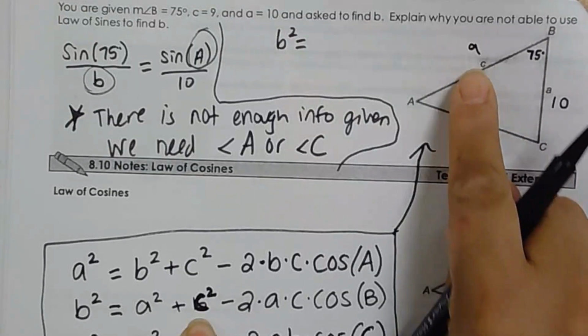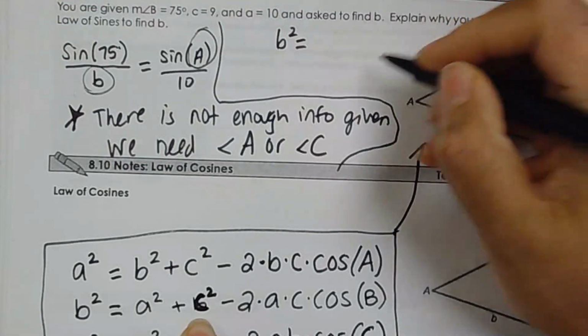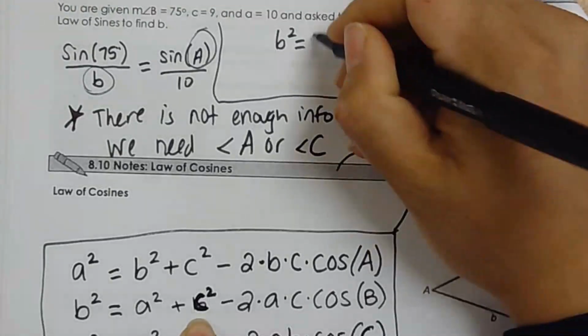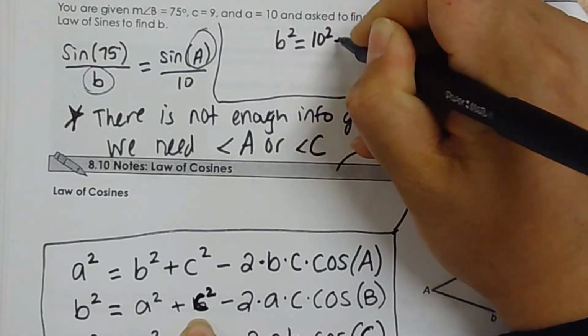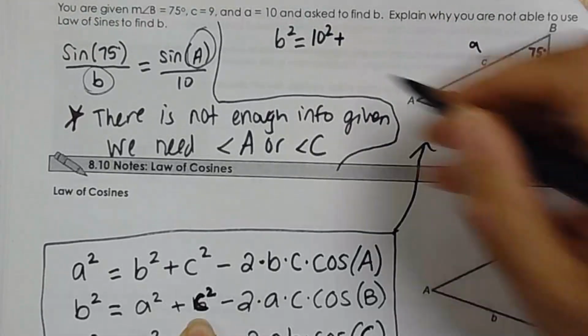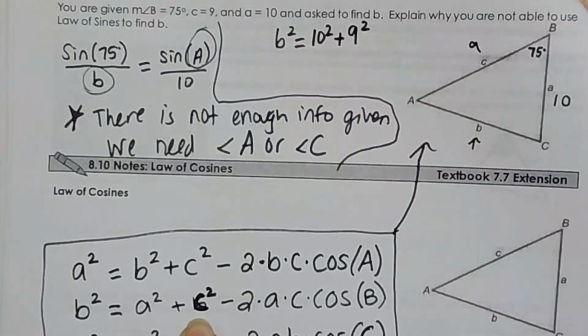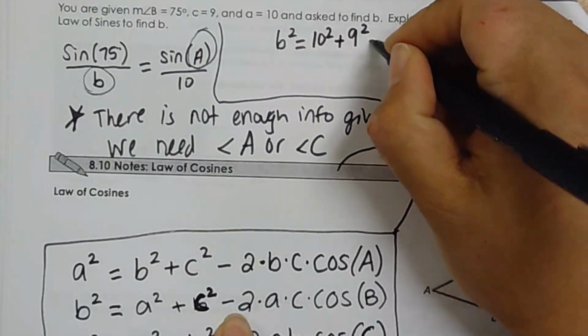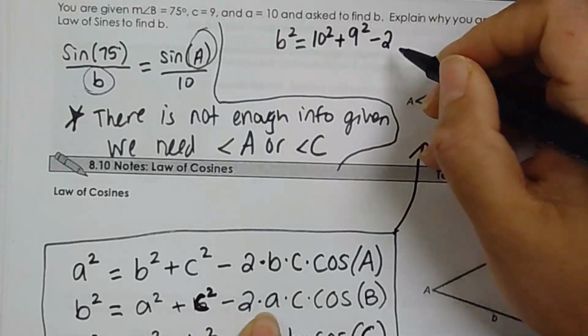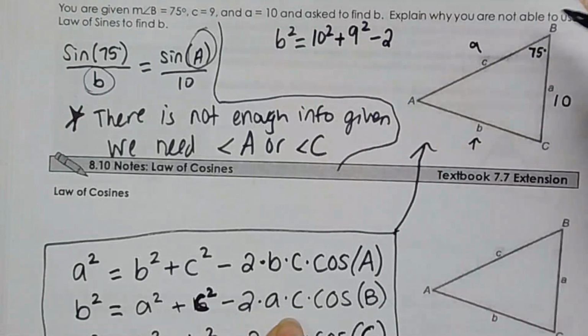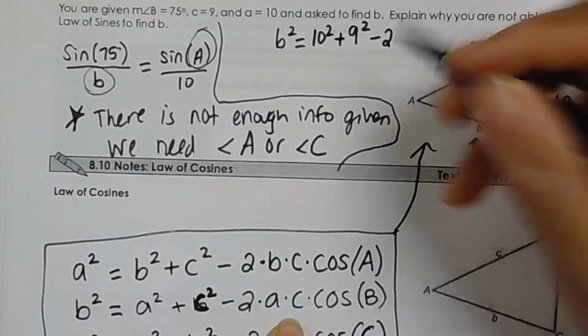They told us that right from the beginning. So A was 10, so it's going to say 10 squared plus C squared, which is 9 squared. So you're plugging in both those numbers. Then there's a minus sign and a 2. And then A and C, remember we still know what those are. A is 10, C is 9, so we're plugging those in.